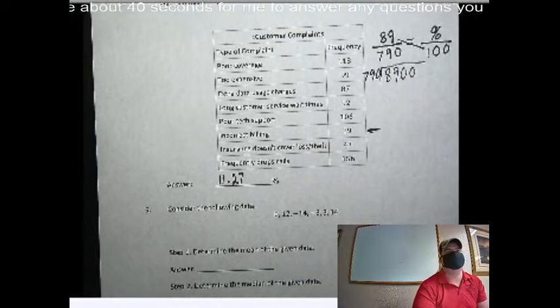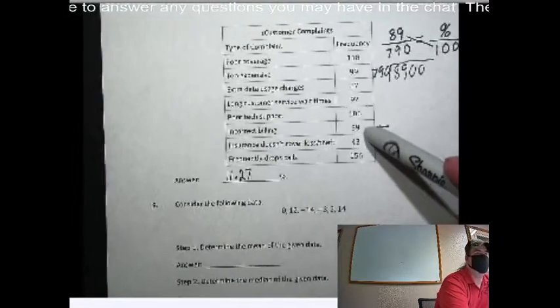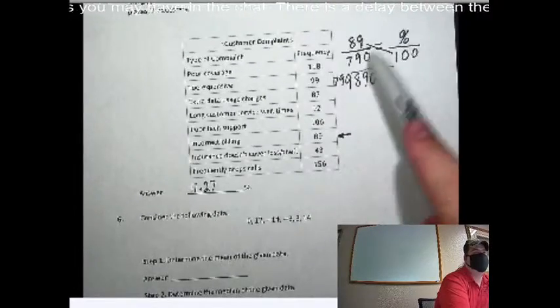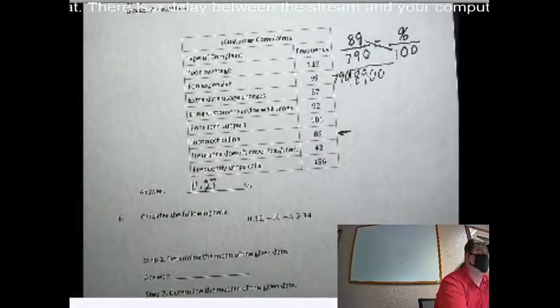Big thing though is just to get this thing set up correctly. So again, it's part out of a whole. So this is the part, the total is the whole, is always equal to a percent out of 100. And then you just multiply the numbers across from each other and divide by the one left over.